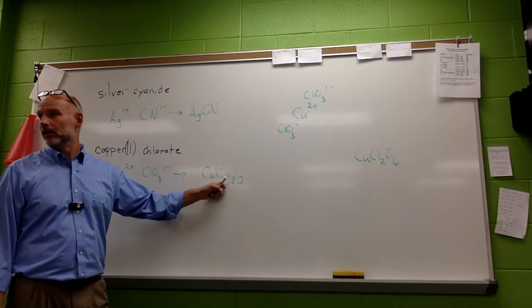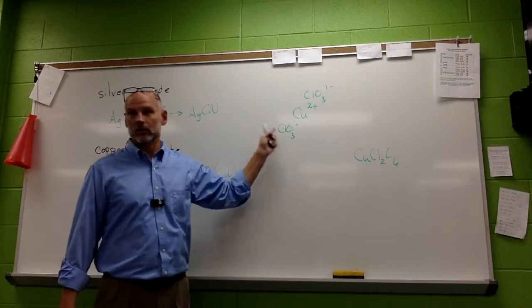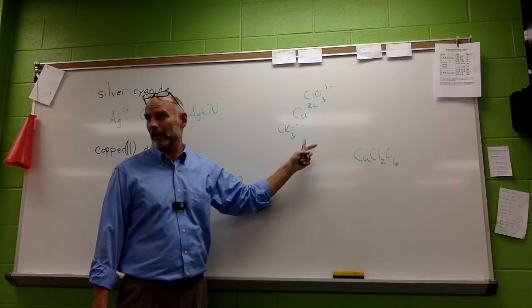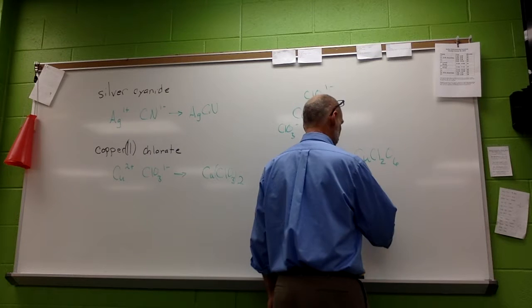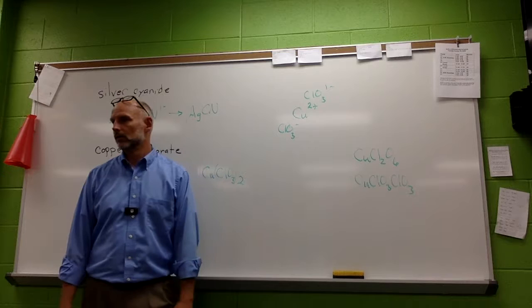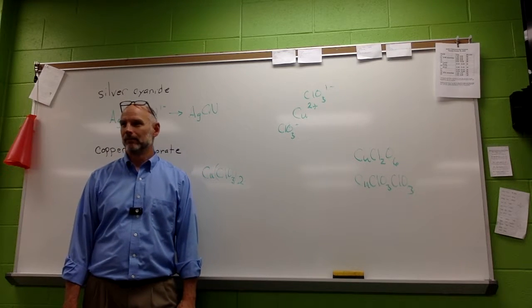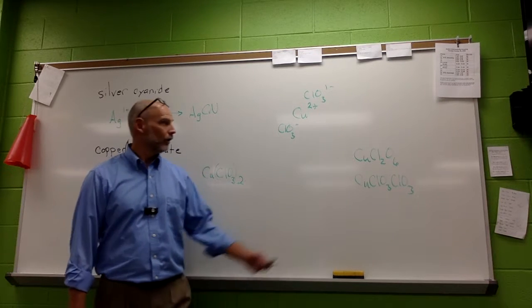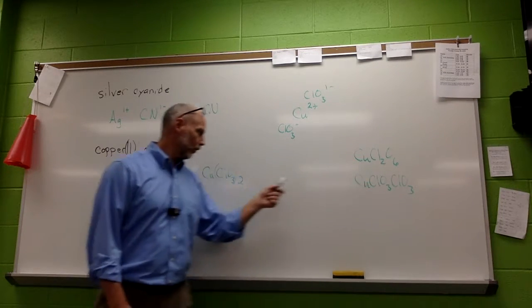How many chlorines are here? 2. How many oxygens are here? 6. Or could I write it like this? Here's my question to you. Which do you think would be more efficient so that you know what it is? Writing this, or this?